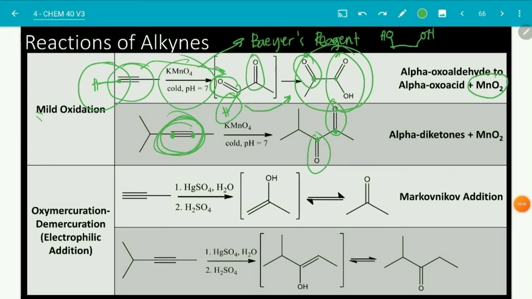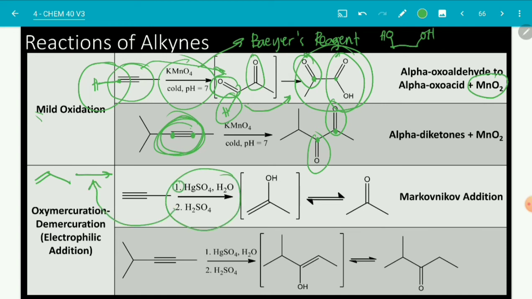Okay? So now let's proceed to oxymercuration, demercuration reaction. So this particular reaction is just simple. Nag-a-add ka lang ng hydroxyl group sa more substituted carbon ng either ng double bond or ng triple bond. So for example, meron tayong alkene. Okay? Kapag ginawa mo tong reaction na to, okay?